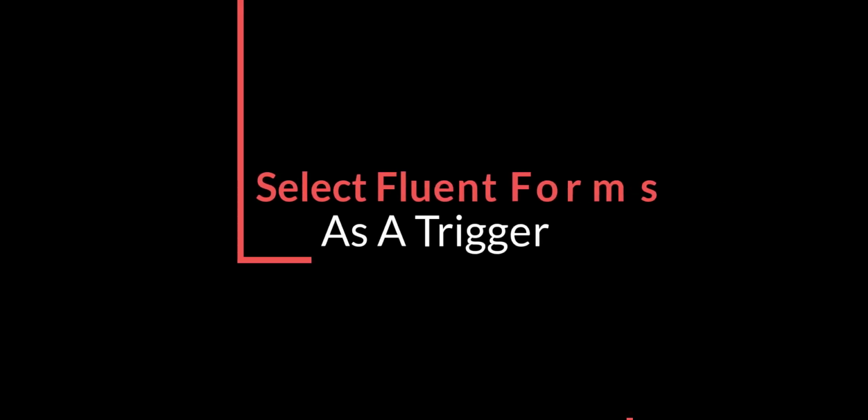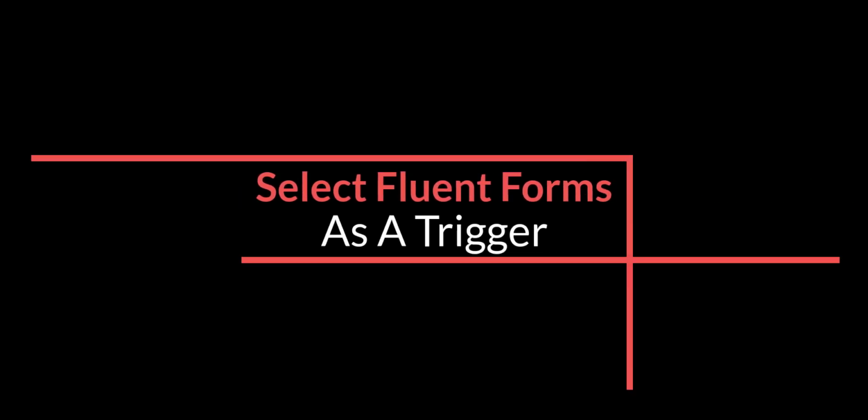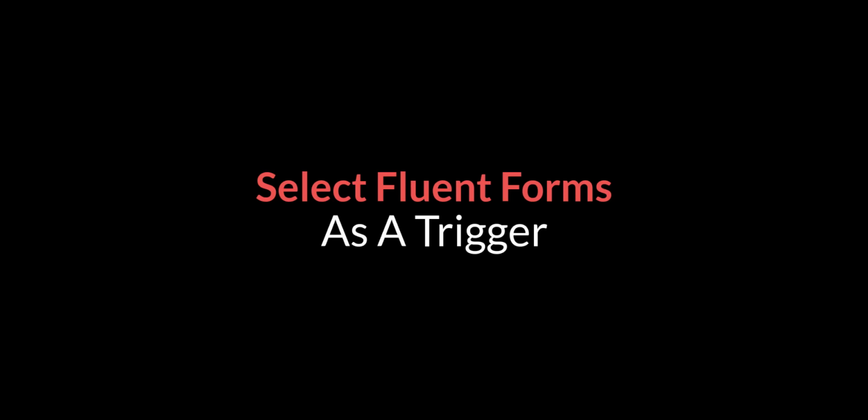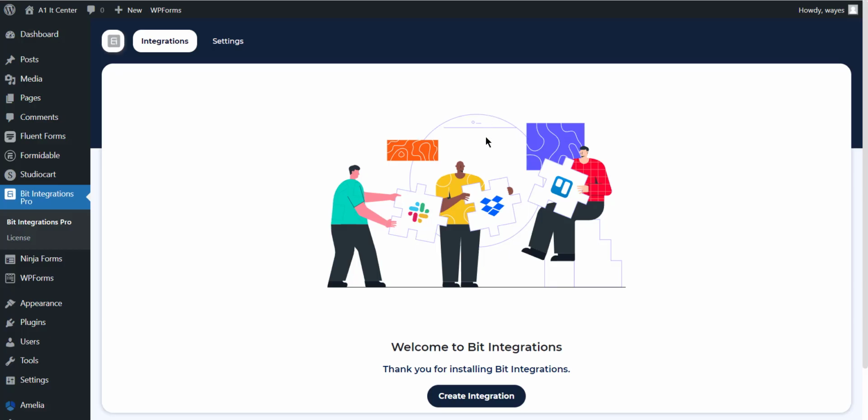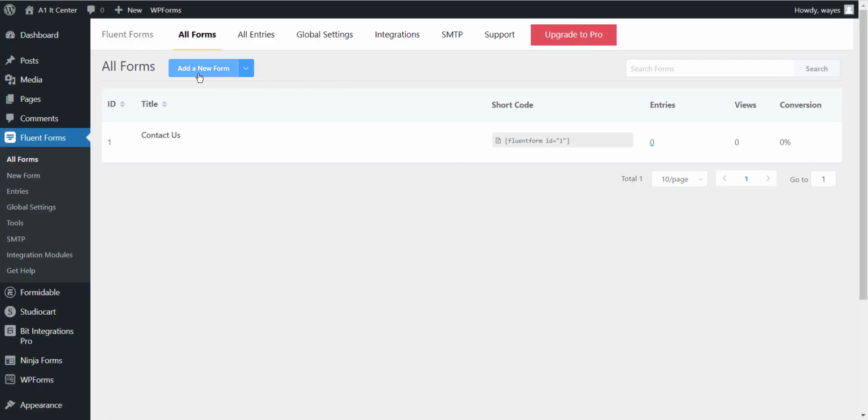Hi, in this tutorial, I will show you how to select Fluent Forms as a trigger and send data to Bit Integrations actions. At first, open the Bit Integrations dashboard. Now go to Fluent Forms and create a form or select any existing form that you have already created.